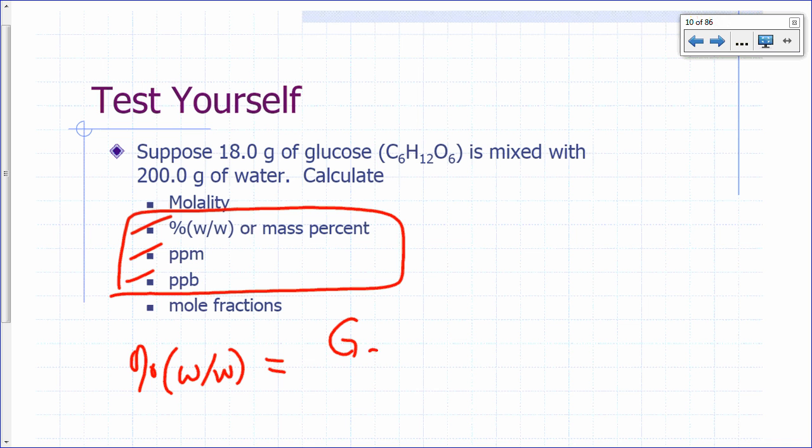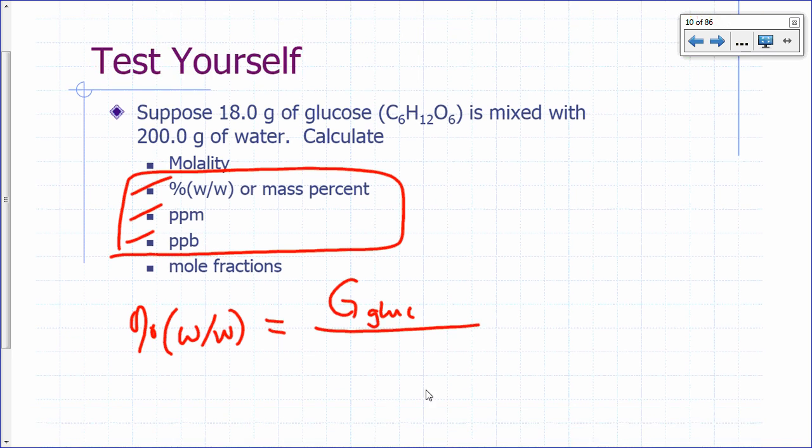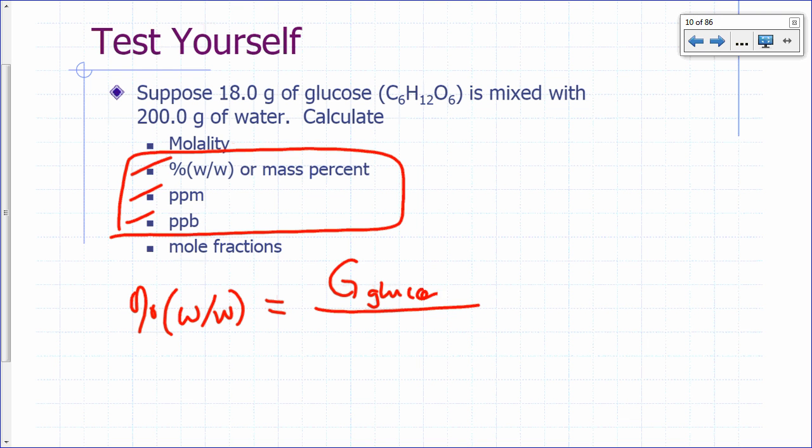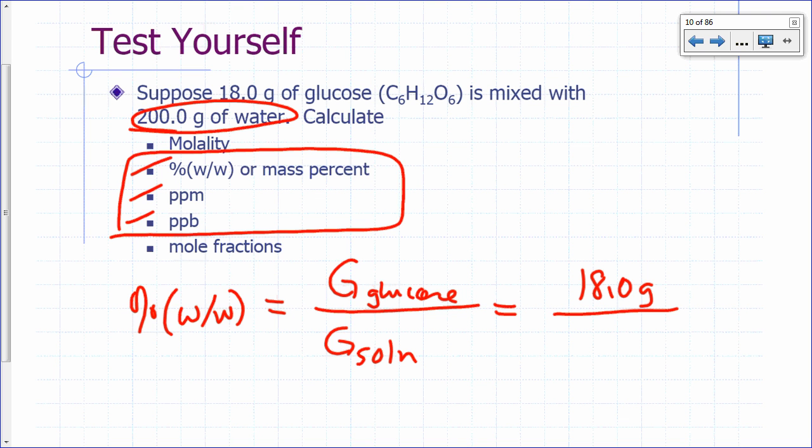That's grams of glucose. Doesn't have to be grams. You can make it kilograms as long as you're using the same unit for the mass, over grams of solution. So how many grams of glucose do we have? 18.0 grams. What's grams of solution? It's not 200. 200 is just the water. Okay, so you have to add the water and the glucose. That's the whole thing. So that's 218.0 grams. And multiply that by 100%.